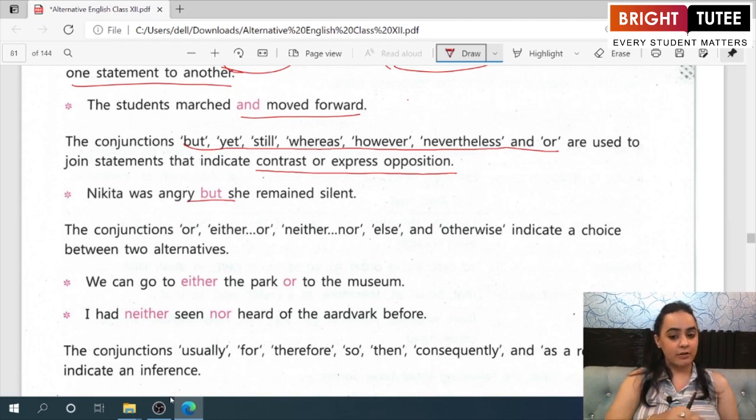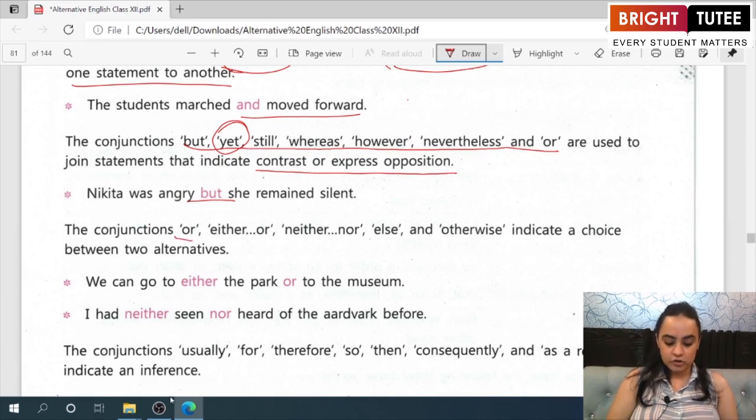Contrast: she was angry and still she was silent. So this is a contrast. If I say, I was tired, yet I went to meet her. So I was tired, and what is the contrast? I went to meet her. So this is the contrast.